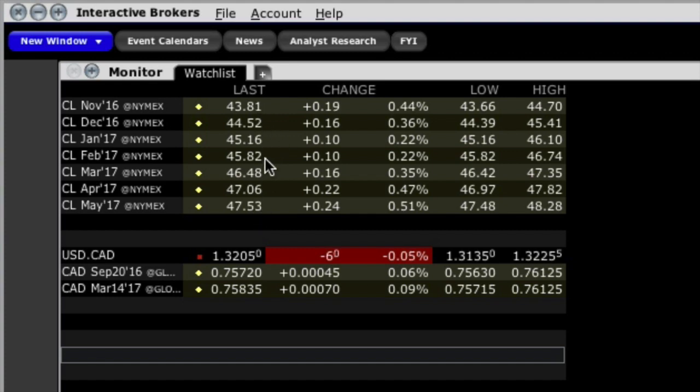Now part of this increase here is due to no arbitrage pricing. For instance, if I could buy in the spot market today and store oil all the way to May, and it only cost me $46 to do it, and the contract's at 47.53, what would I do? I would immediately short the contract at 47.53, buy 1,000 barrels of oil in the spot market, put it into storage, and deliver it in May and make easy profits.